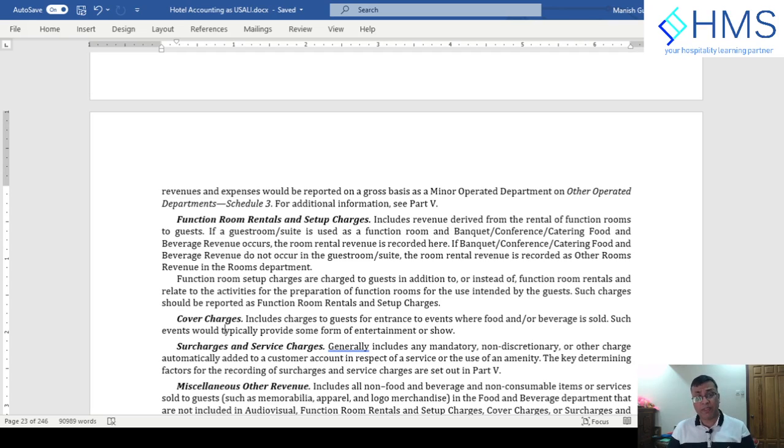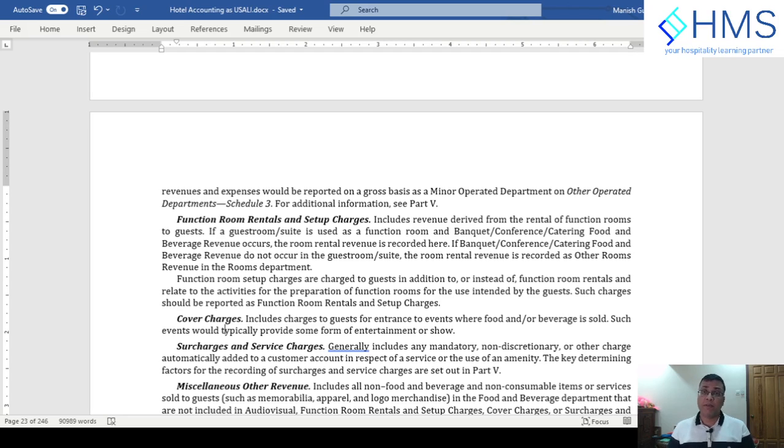Then you have service charges, as we discussed in the rooms department as well. Usually hotels charge a service charge, especially in Asian countries where the service charge is traditionally mandatory for the guest to pay. They don't have a choice. If that's the case, then all the service charges earned by the hotel will go to service charges, and whatever amount you distribute to the staff will go to the labor cost.